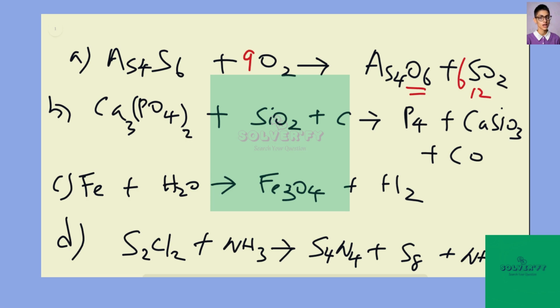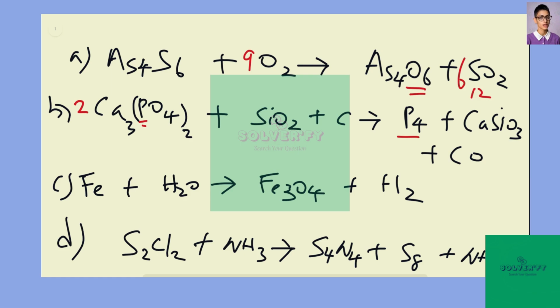The next reaction we have is Ca3(PO4)2 plus SiO2 plus carbon, and then we'll produce P4, CaSiO3, and also CO. Okay, so first I choose an element that is only present in one of the reactants. I will choose phosphorus. On the right we have 4 phosphorus, and on the left it is only present in Ca3(PO4)2, so we will have 2 phosphorus per... so we put a 2 in front of Ca3(PO4)2 to balance the phosphorus.